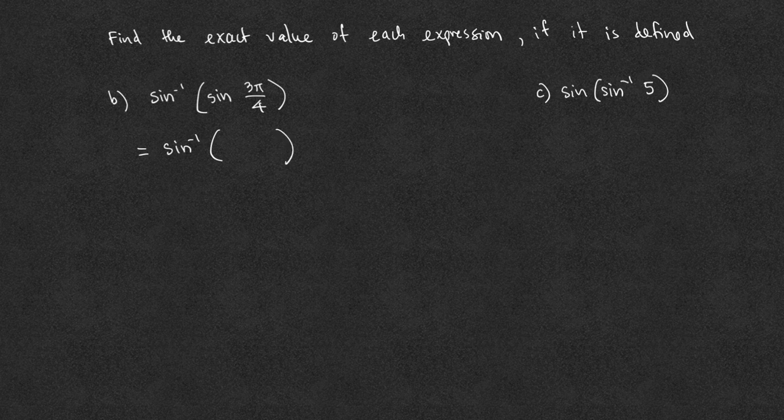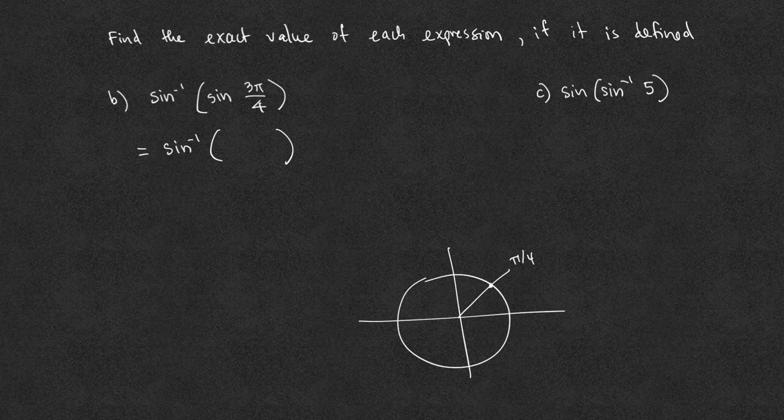We will first evaluate sine of 3 pi over 4. Remember that on the unit circle, in the first quadrant at pi over 4, the coordinate of the terminal point is root 2 over 2, comma root 2 over 2. We are interested in the coordinate at pi over 4 because the denominator of this input is 4.